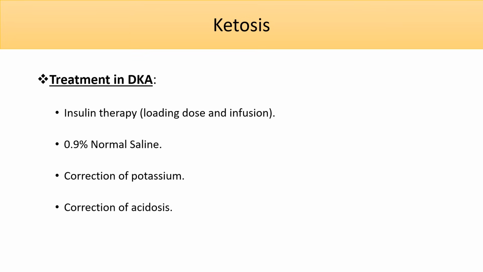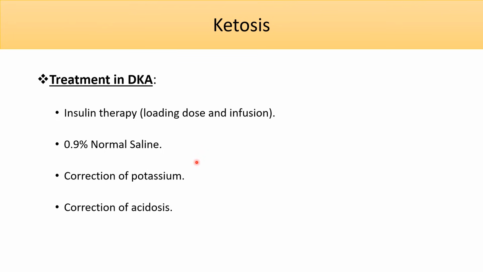Coming to the treatment part of diabetic ketoacidosis, we'll be giving insulin initially as loading dose, followed by infusion based on the blood sugar level, and we'll be giving 0.9 normal saline, and we'll be correcting the potassium and metabolic acidosis. In this particular case, that is in diabetic ketoacidosis, the type of metabolic acidosis is called high anion gap metabolic acidosis. Again, we will teach you in detail about acidosis, normal acid-base balance, and what is meant by high anion gap metabolic acidosis.